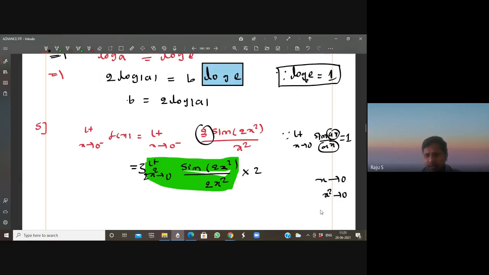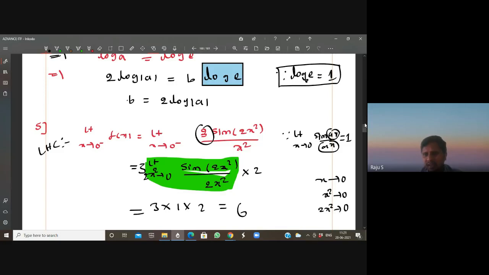Square means 0, multiply 2. 2x square also tends to 2 into 0, that is 0. Like that. So limit 2x square tends to 0, sine of 2x square by this 2x square is clearly 1. So 3 into 1 into 2, that is equal to 6. This is LHC, left hand continuity.